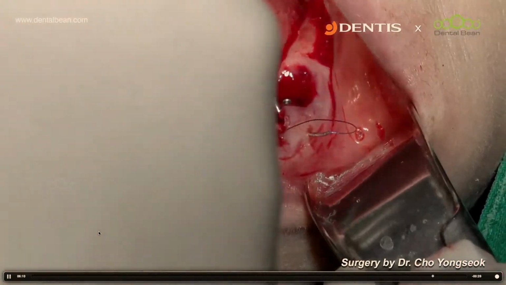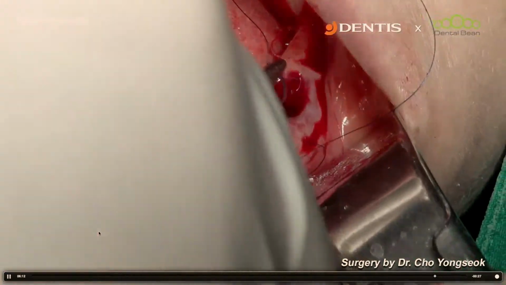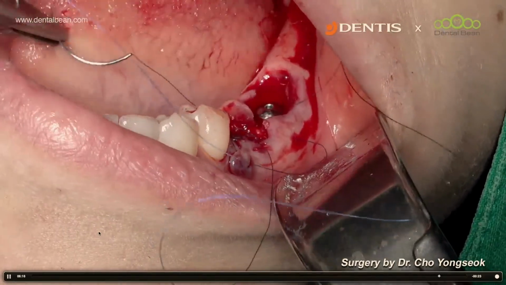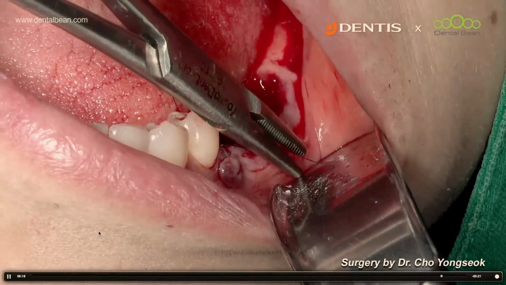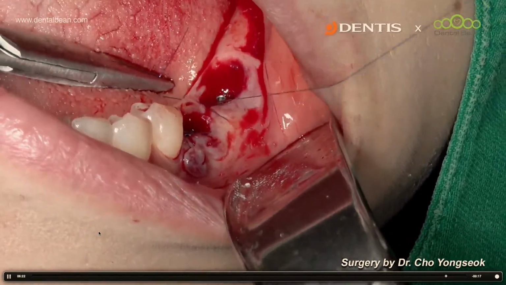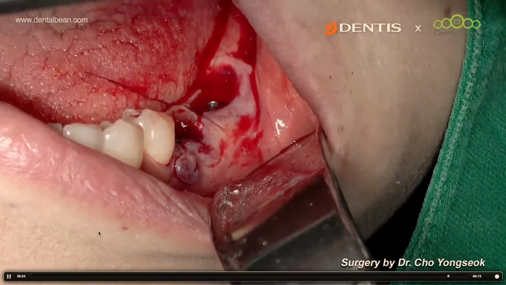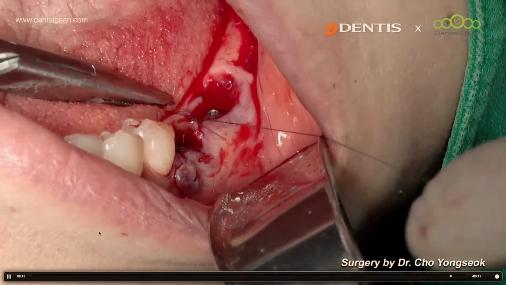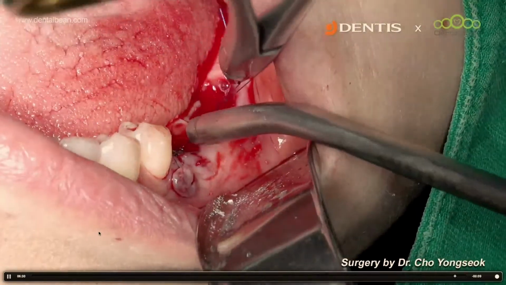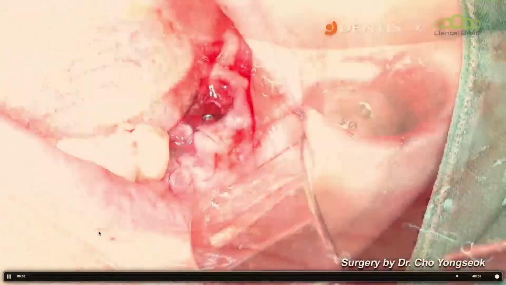Let your assistant hold the Minnesota retractor during suturing. Okay, then you can see nice surgical field. When your assistant holds the dental mirror, you cannot see such a good surgical field. Okay, done.